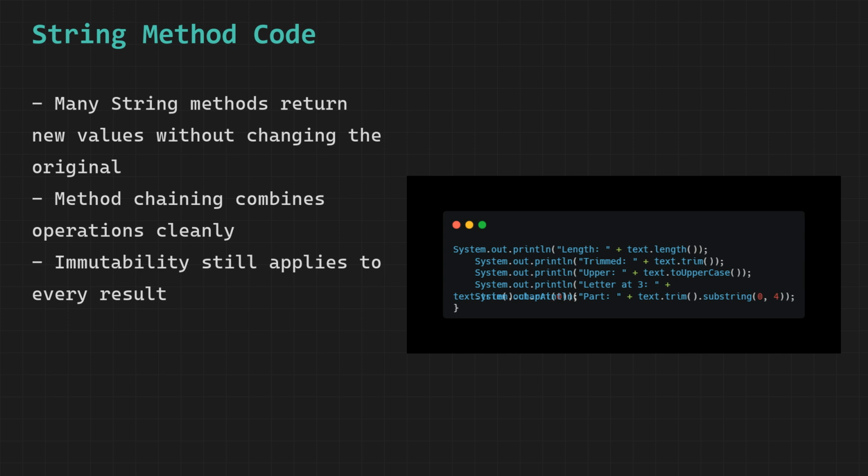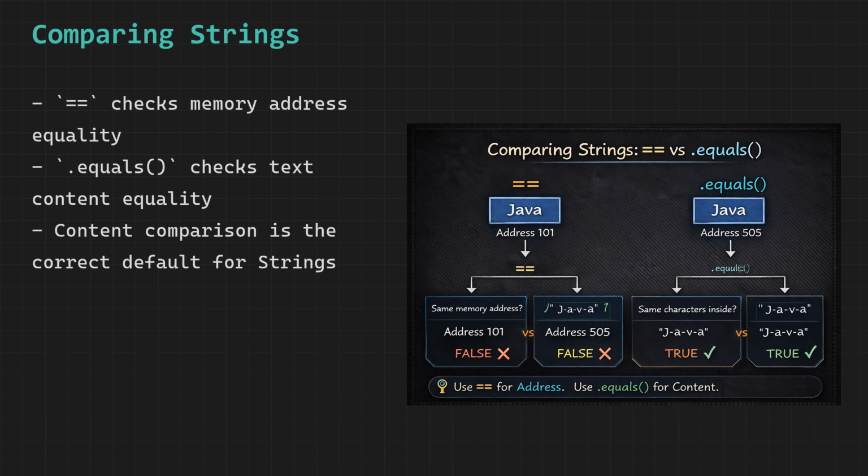The important thing to take away from this example is that none of these methods modify the original text object. String is immutable. Every method returns a new result and the original stays exactly as it was. Method chaining is also a powerful technique that lets you apply multiple operations in a single clean line. This is one of the most common mistakes new Java developers make.